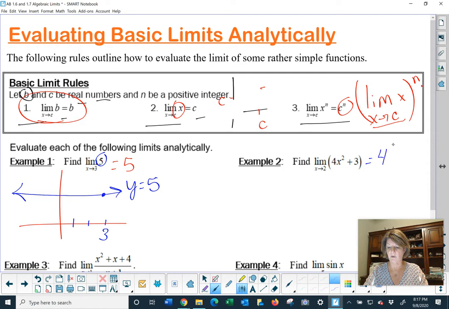Example number 2, this function, I can just try calculating it out. So I'm just going to go 4, 2 squared plus 3. 4 times 2 squared is 4 times 4, so 16, plus 3 is 19.